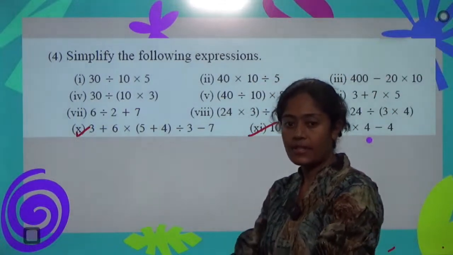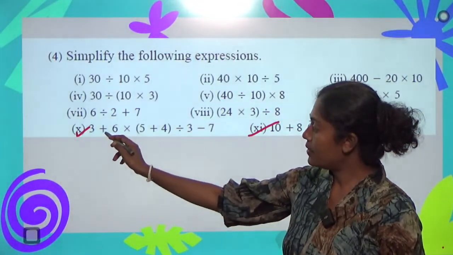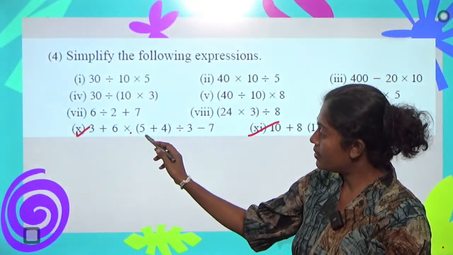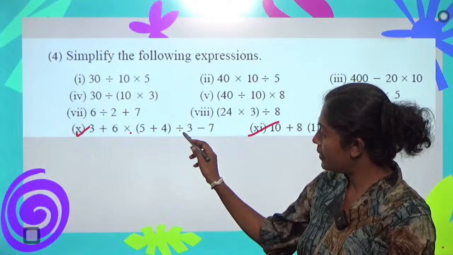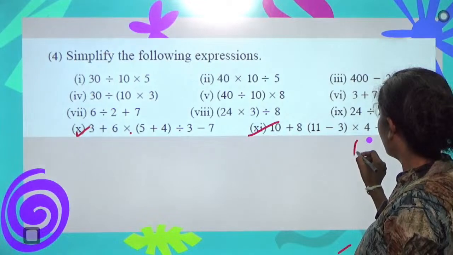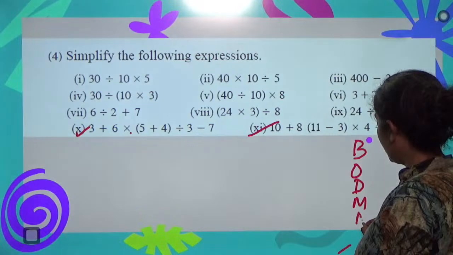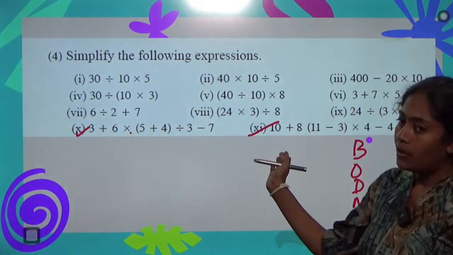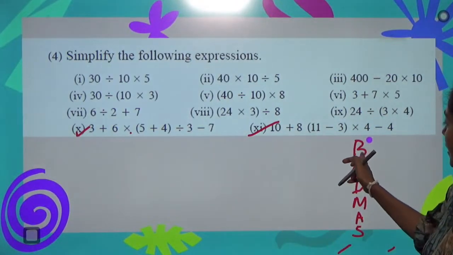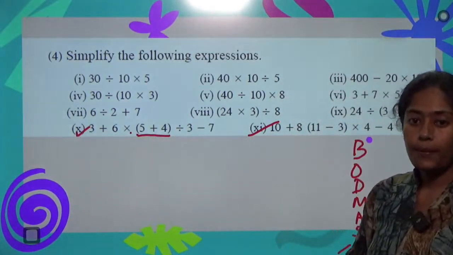Look at the expression first. What are the mathematical operations we have? Here, first we have addition, next multiplication, then this one brackets, then division, again subtraction, right? According to the BODMAS rule, brackets we have. So first what I have to do? I have to simplify brackets, right?